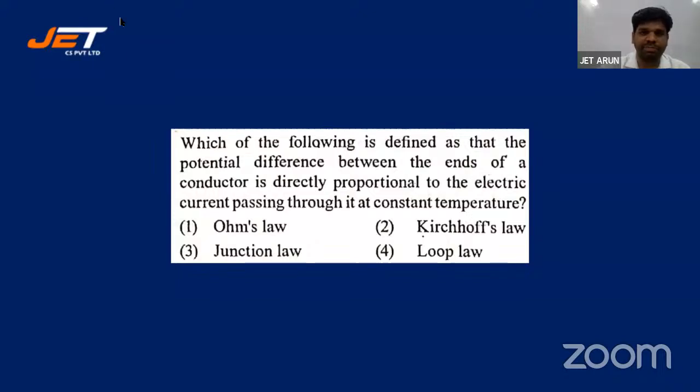Which of the following is defined as the potential difference between the ends of the conductor is directly proportional to the electric current passing through it at a constant temperature? So which law is it? Is it Ohm's law, Kirchhoff's law, junction law, loop law?